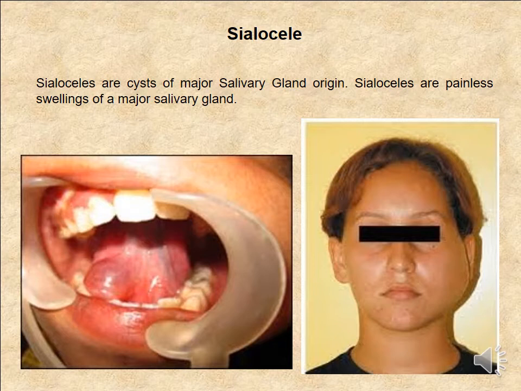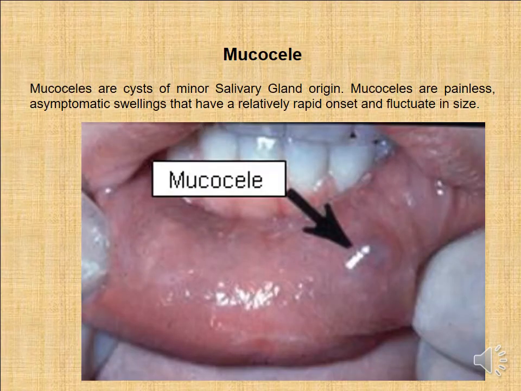First, the salivary cysts. Salivary cysts are cysts of major salivary gland origin. They are painless swelling of the major salivary glands. In fact, the only enlargement without any pain occurs in the parotid or submandibular gland. The real cyst and most important one is the mucocele.